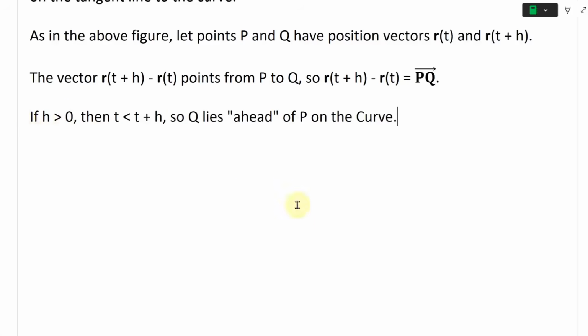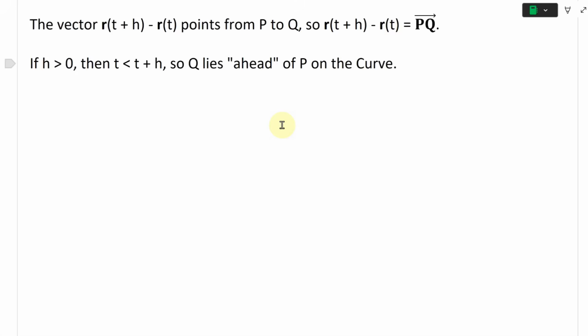And now I'll draw this all out. If h is greater than 0, then t plus h is greater than t, so Q lies ahead of P. All right, so let's draw this out. I'm going to draw it like this. This is the y. This is the z.